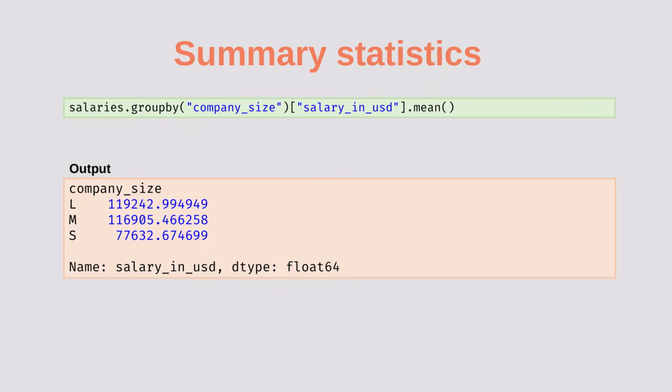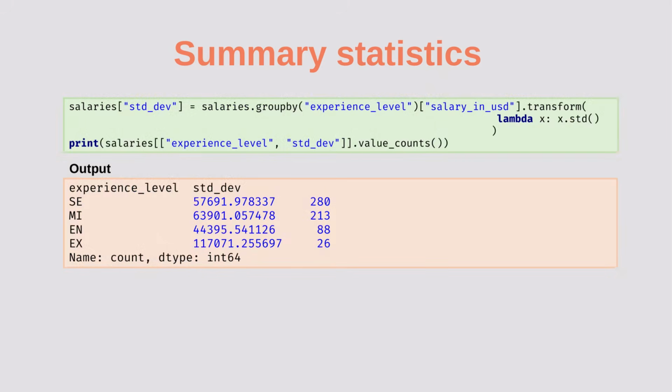In this case, we can chain groupby and mean methods to find the mean salary in US dollars by company size. Let's say we want to create a new column containing the standard deviation of salary in USD with values conditional on the experience level column.